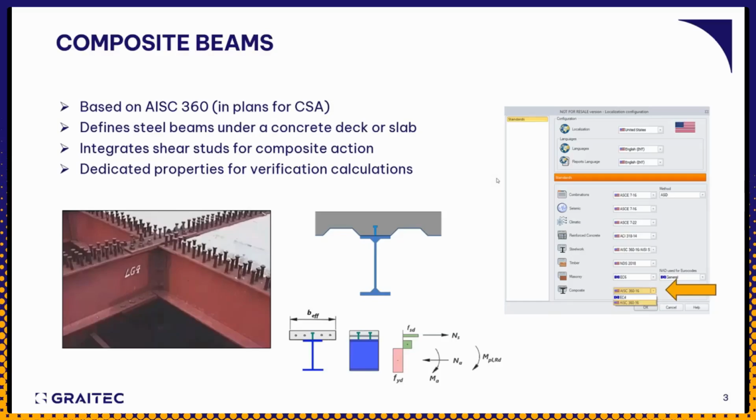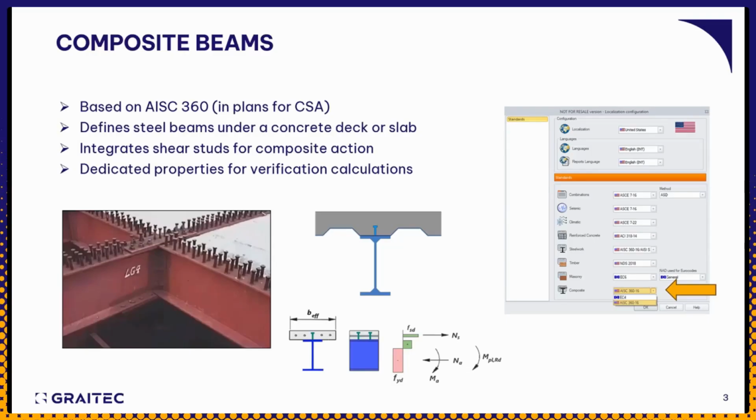Okay, composite beams, as you see here, can be used in some buildings and structures. Basically, we can benefit from the composite action of concrete and steel in these types of elements. The design code that we have in Advanced Design for composite beams is currently based on AISC 360, and there are plans to develop it for Canadian codes as well. By the way, we also have it for Eurocodes.